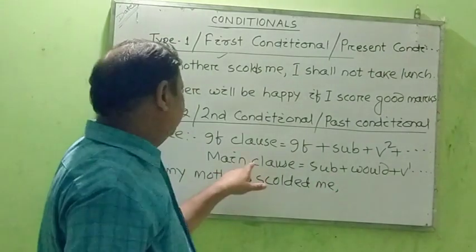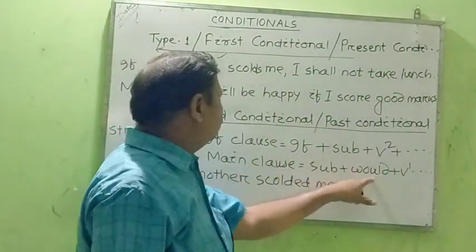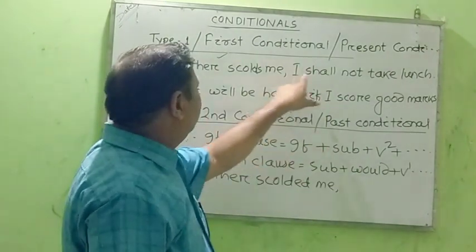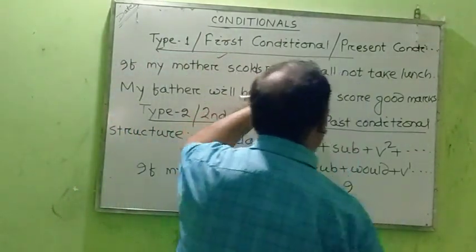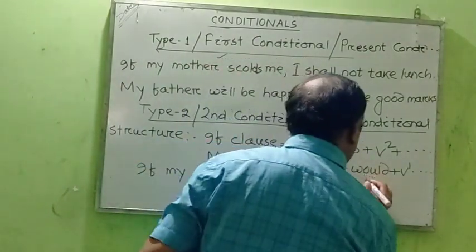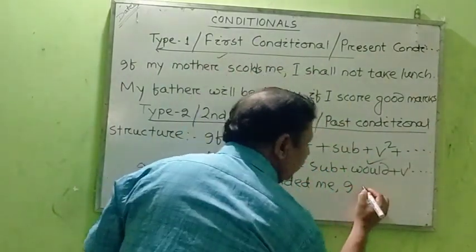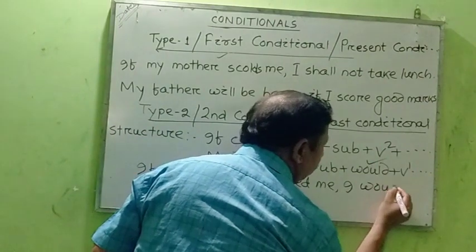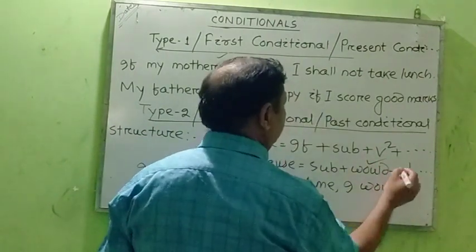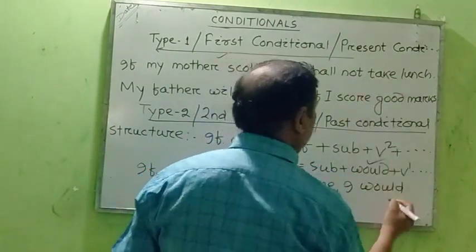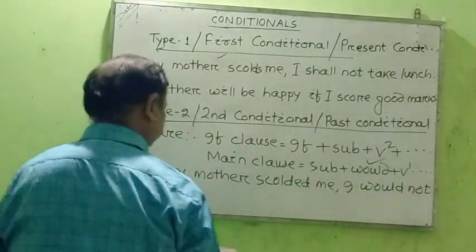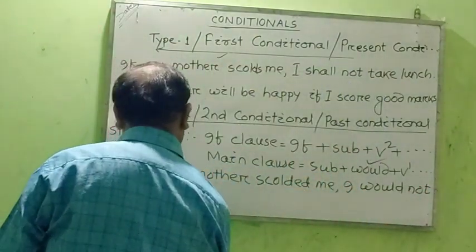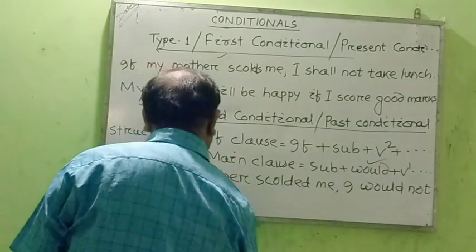then we have to change the main clause to subject plus would. Here the subject is I, so we write I, then would, then verb 1. What is the verb 1? Not take. I would not take lunch.